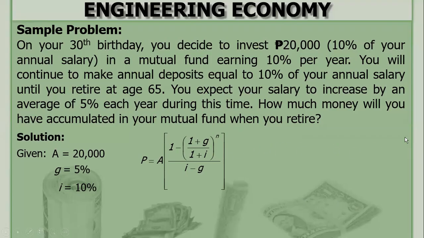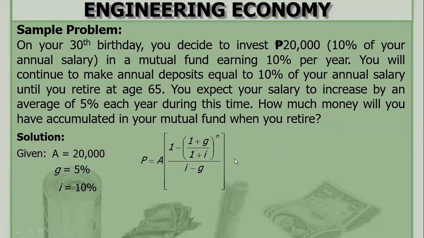Therefore, when you subtract, the number you use is not the first payment, but the number before the first payment. And since you started at your 30th birthday, the number before 30 is 29. Therefore, your N is 65 minus 29, and it's 36. 65 minus 29 is 36, not 65 minus 30.